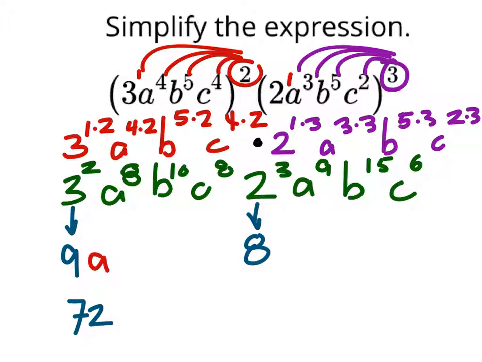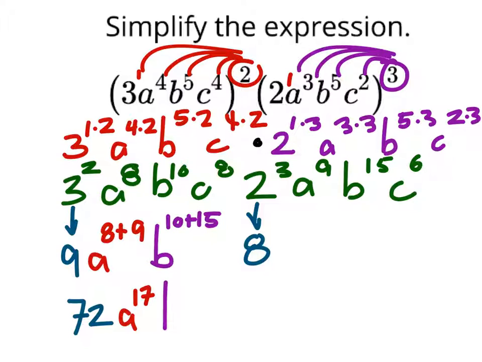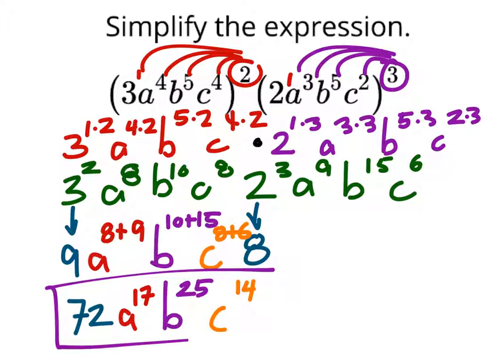Otherwise, we've got bases of a, and that's to the power of 8, multiplied by the a to the power of 9, so we'll add those together. And we got a to the power of 17. Then the base b's, I got a power of 10 and 15, so we'll add those together because we're multiplying the bases. So b to the power of 25. And then finally the c base. I've got 8 of them, and then I've also got 6, so that's c to the power of 14. There's our answer. Fully simplified.